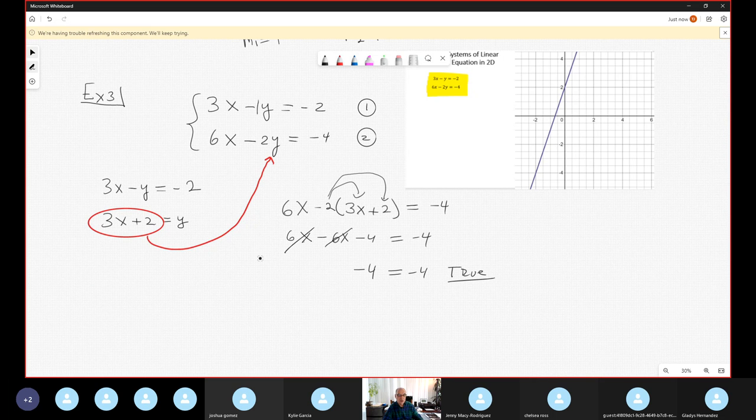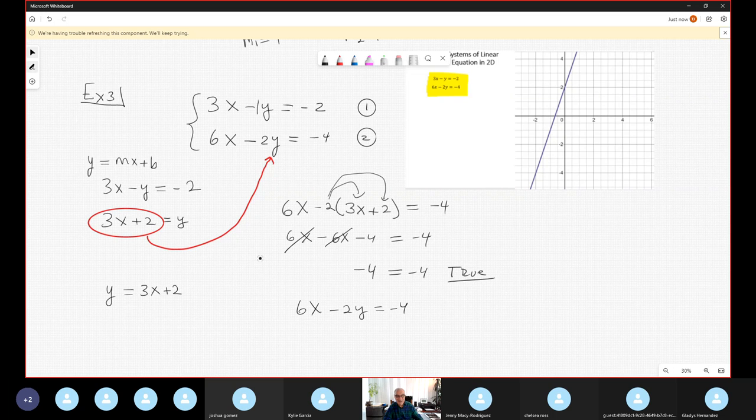To prove that, you take any equation and solve for y, for example, because I want to express it in slope-intercept form. Actually, I did that. So the first equation is y = 3x + 2. Let's take now the second equation, which is 6x minus 2y equal negative 4.